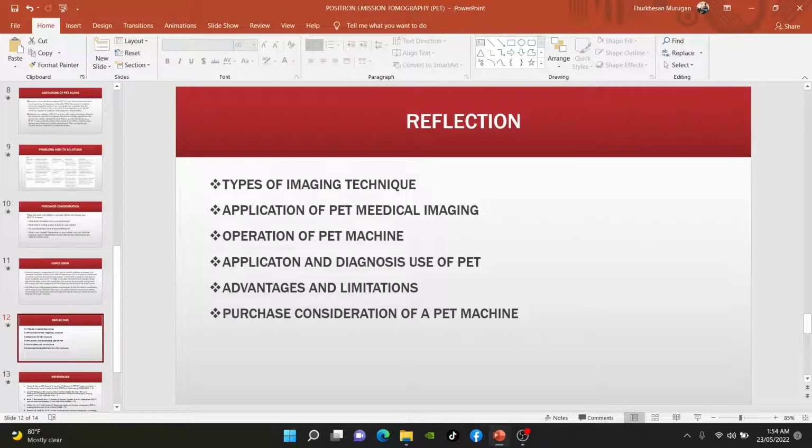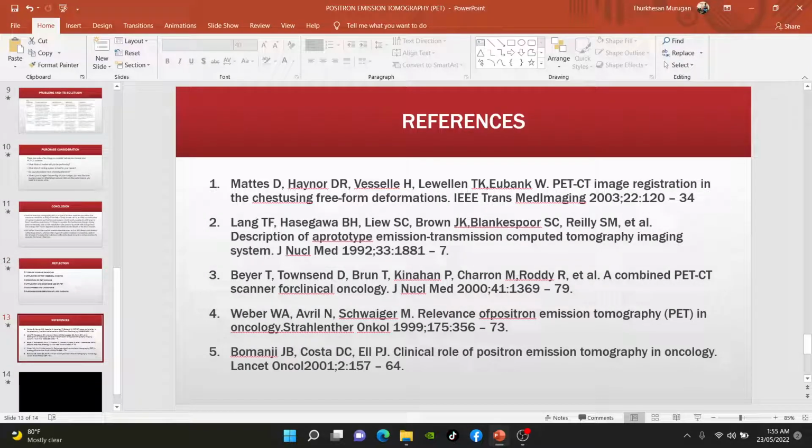So these are my reflections. What I learned is the types of imaging techniques, application of PET medical imaging, operation of a PET machine, application and diagnosis use of PET imaging, advantages and limitations, and purchase considerations of a PET machine. So these are the references I used.